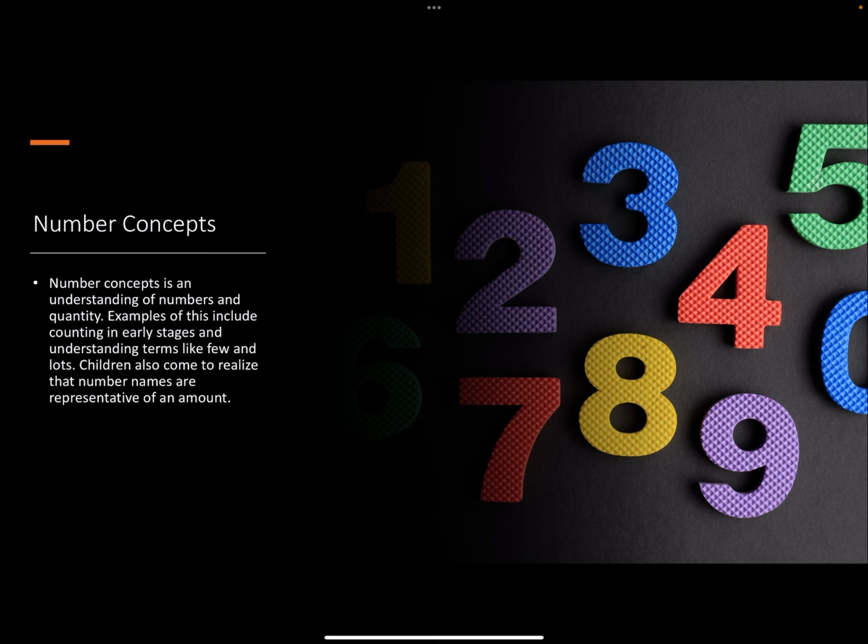The next one was number concepts, which is an understanding of numbers and quantity. So examples of this would include counting in the early stages and understanding terms like few and lots. So children also come to realize that number names are representative of an amount.